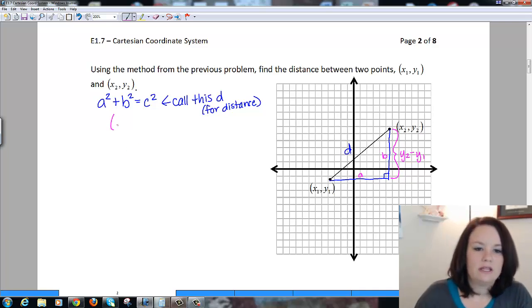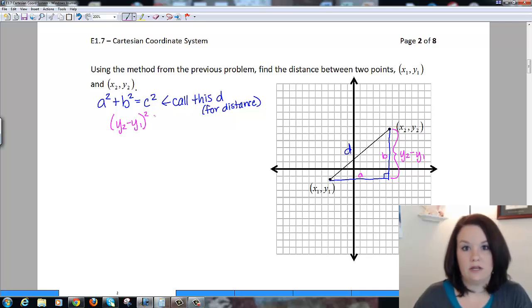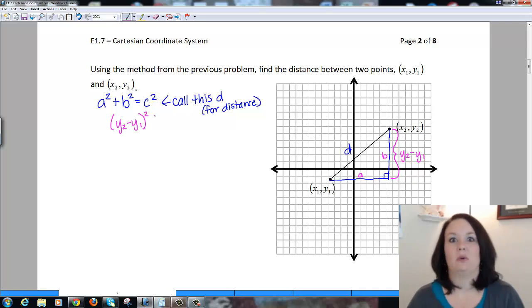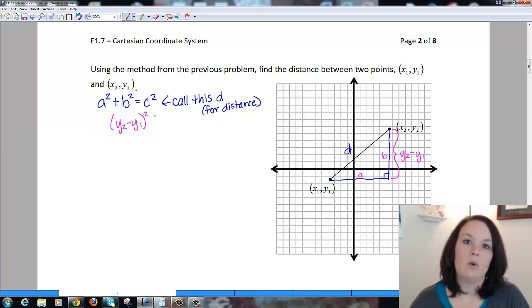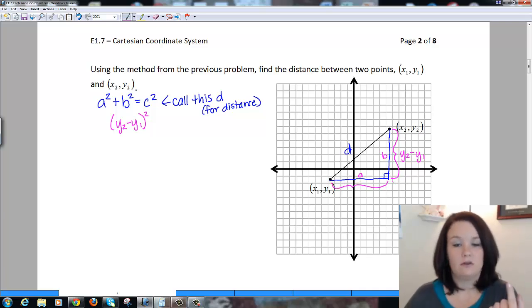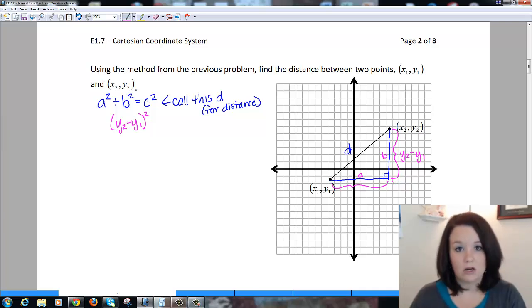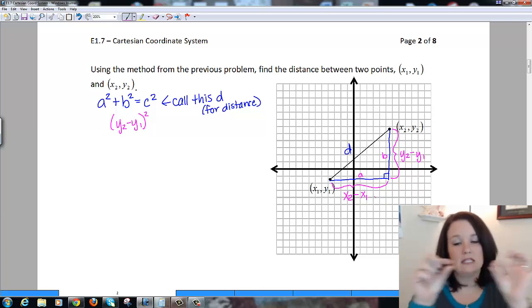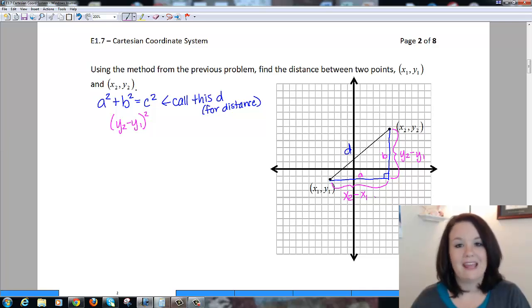So I'm going to plug that in here: y2 minus y1, and I'm going to square it. Before we got a nice number, but here, since we don't know what the points are, we have to leave it with y1 and y2. I want to do the same thing with the A side. It's horizontal, so to find the change there, I look at my bigger x value and subtract my smaller x value. In this case, my bigger x value is x2. I subtract my smaller x value, which is x1, and whatever the difference is tells me the length of that A line.